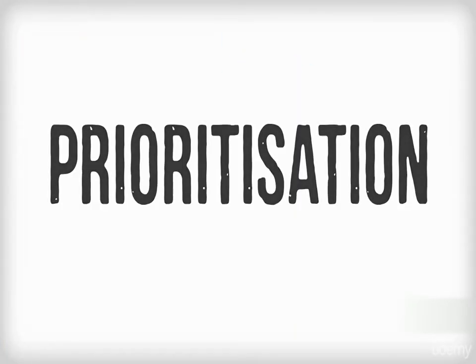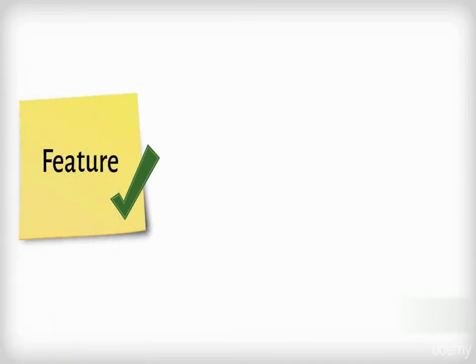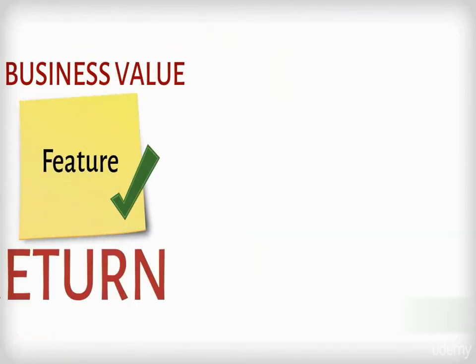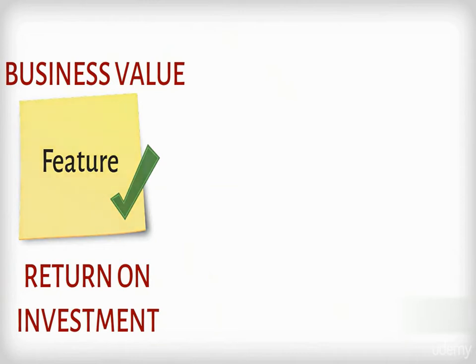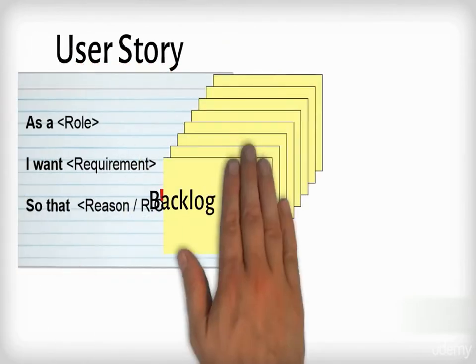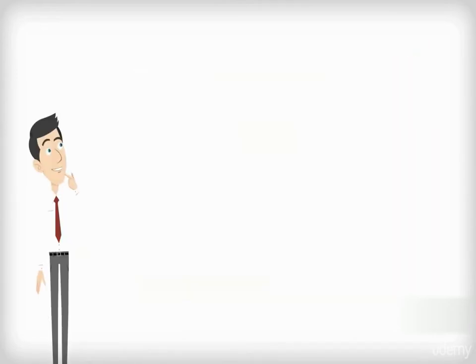Prioritization. Prioritizing involves using the value of a feature, business value or return on investment, to decide where its user story sits in the backlog. Stories that are more valuable sit at the top and stories that are less valuable sit at the bottom.